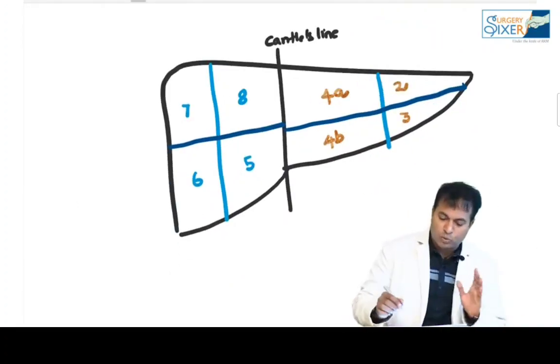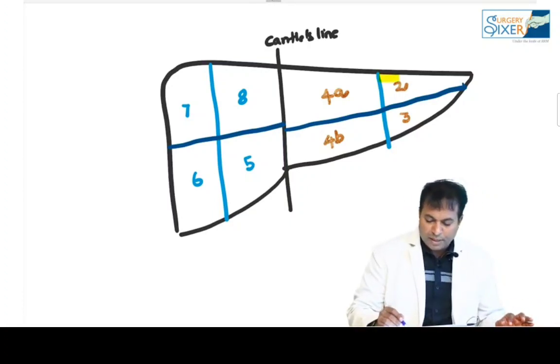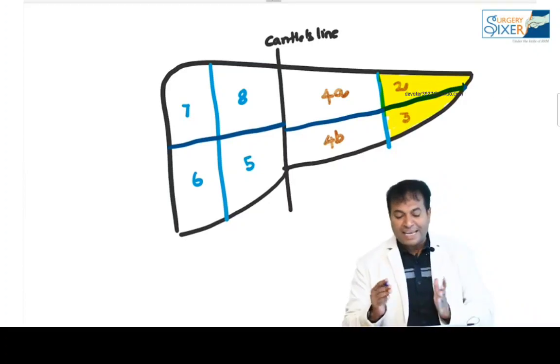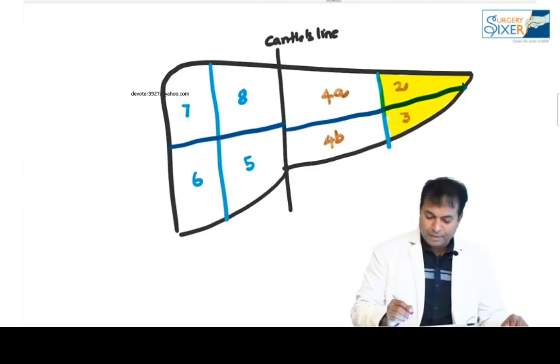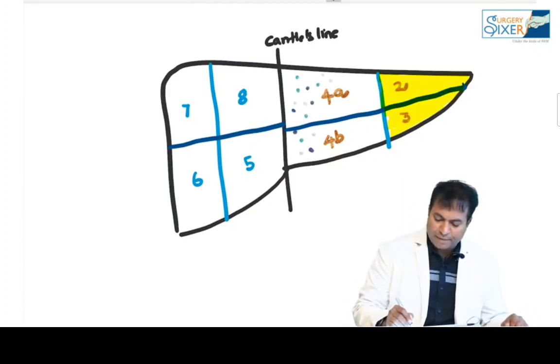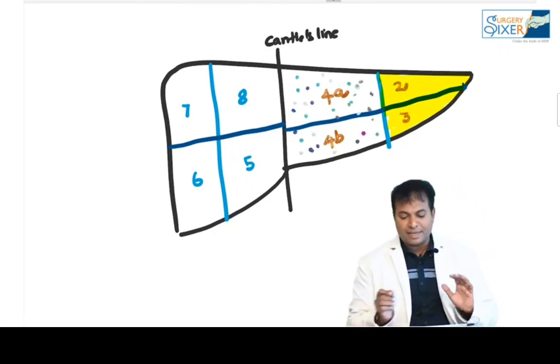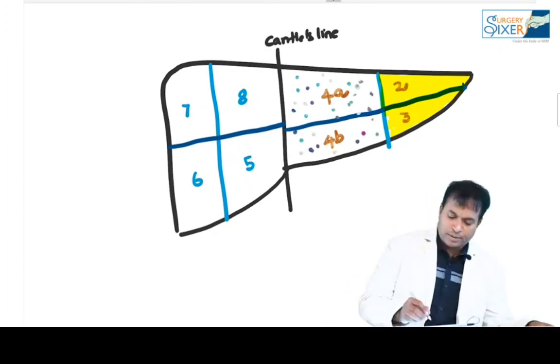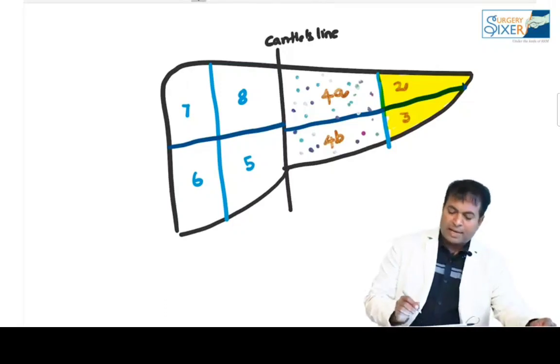I'm going to tell around 10 MCQs from this now. Segments 2 and 3 are seen laterally, and 4A and 4B are seen medially. Okay. So now please don't forget, I am going to tell you certain points which are essential for the exam.